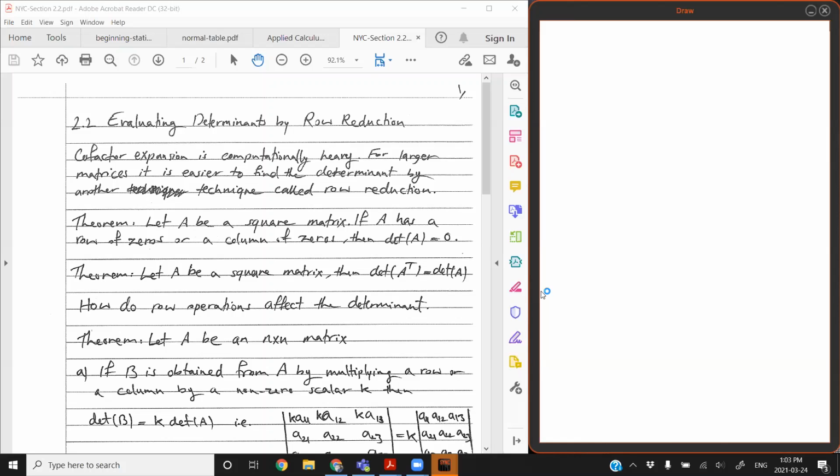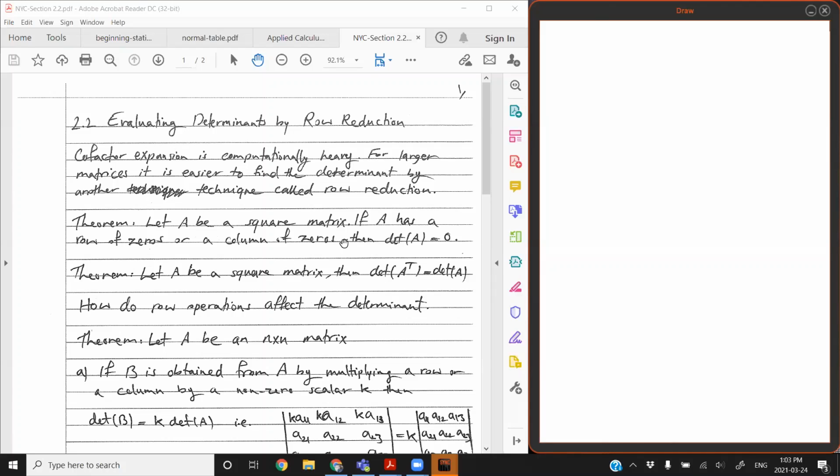It's a recursive algorithm. So for example, if you have, let's say, a 4 by 4, and you're expanding the cofactor along the first row, then you will have to calculate 4 cofactors, and each cofactor is going to be -1 to the power of i plus j times the minor, and the minor itself would be a 3 by 3 matrix. So computationally, it's very heavy. There are better ways of calculating the determinant. And today we're going to learn about the row reduction technique. First, we take a look at some theorems.